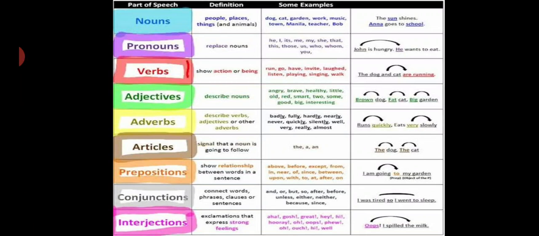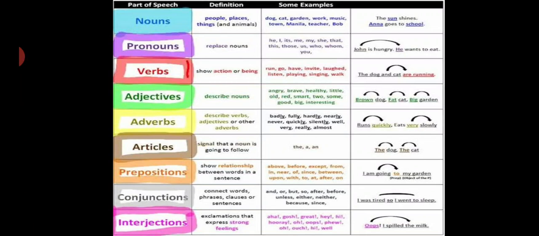Sixth part of speech is article. A word that introduces a noun, or a signal that a noun is going to follow, is called an article. Mainly there are three articles: the, a or an. When used in a sentence they can be the dog, the cat, an apple, a bench, etc.